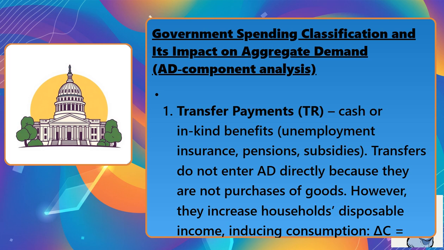3. Transfer payments, TR, cash or in-kind benefits, unemployment insurance, pensions, subsidies. Transfers do not enter aggregate demand directly because they are not purchases of goods. However, they increase households' disposable income, inducing consumption. Delta C equals c times delta TR, where c is the marginal propensity to consume out of transfer income. Hence, the effective aggregate demand impact of transfers is c times TR.